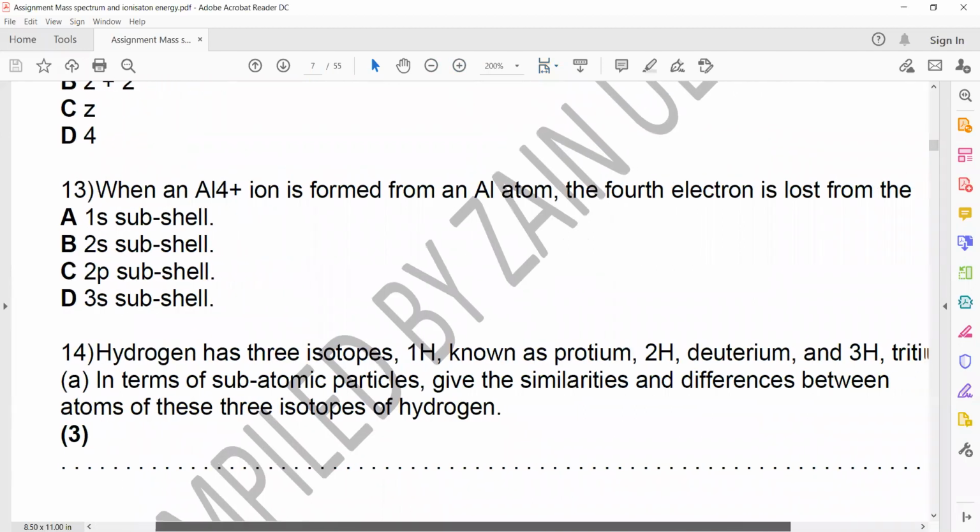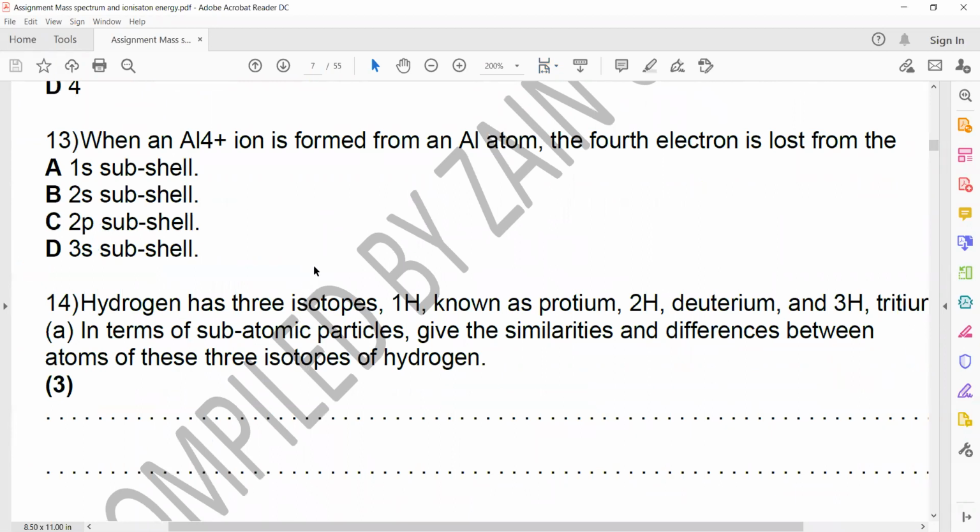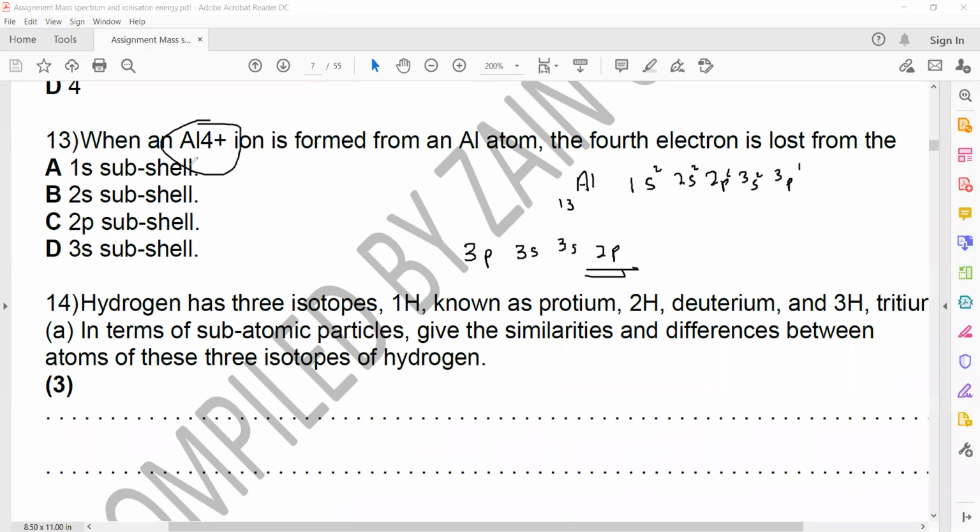Question 13: when an aluminium plus 4 ion is formed from an atom, the fourth electron is lost from which subshell? It's better to write the electronic configuration. Aluminium has atomic number 13. Its electronic configuration is 1s2, 2s2, 2p6, 3s2, 3p1. Removal of electrons is always from the outermost. The first electron is removed from 3p, then 3s, then 3s again, and the fourth electron is removed from the 2p subshell to make aluminium plus 4. So C is the correct answer. Is it clear?